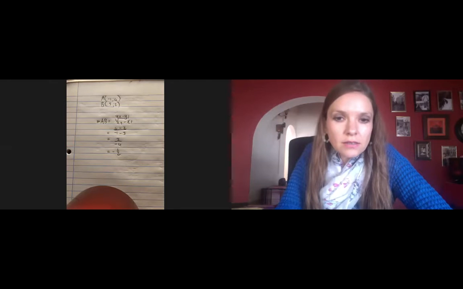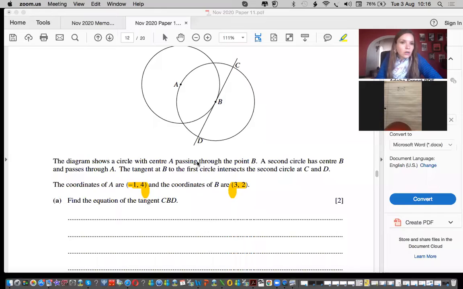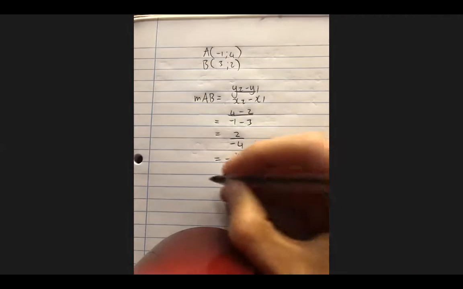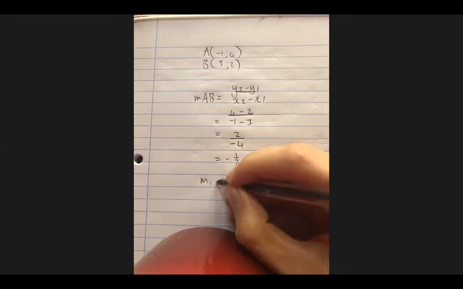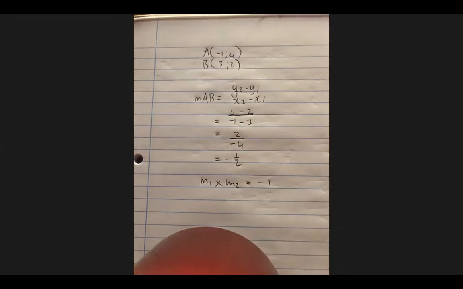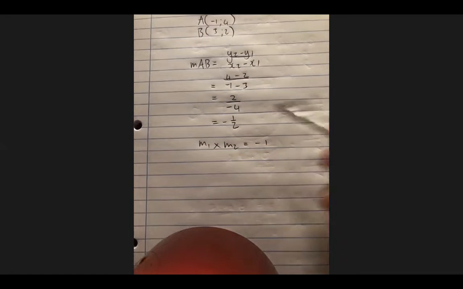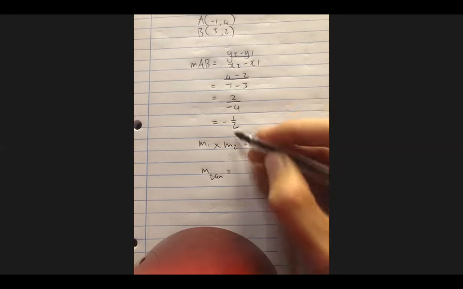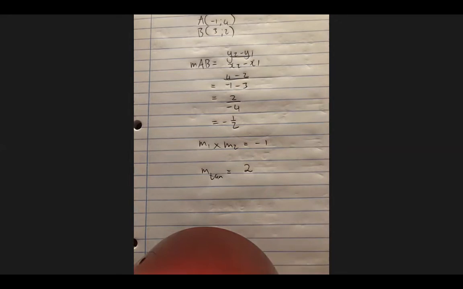And then remember, if that was your gradient for your radius, have a look. That's the gradient of AB. That's your radius. If you want your tangent, you must remember that if it's perpendicular to each other, there's a rule that you can use. The one gradient times the other gradient must equal -1. But for practical purposes, all you need to do is flip it. So I'm just going to say the gradient of my tangent: you flip it and you change your sign.